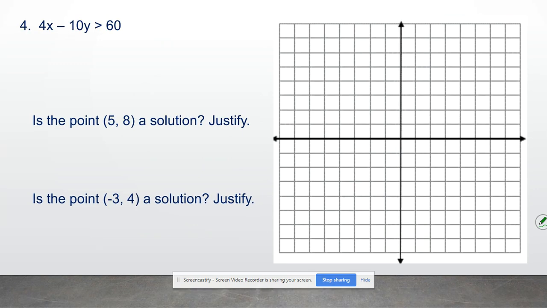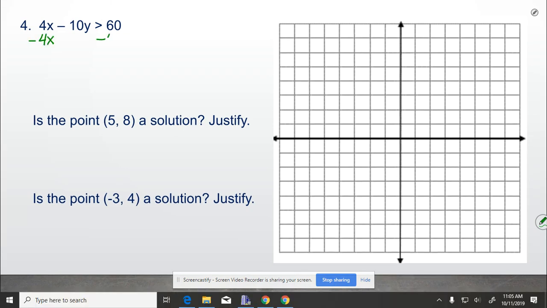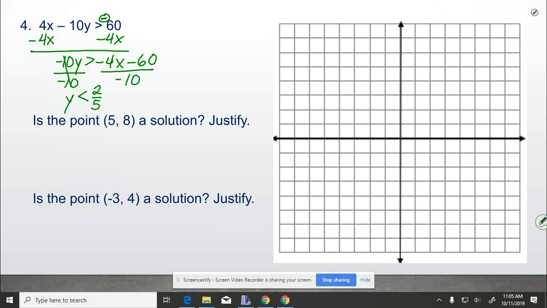Okay, so for number 4, again, we have to do some work to get it in slope-intercept form first. We're going to subtract 4x from both sides. So we get negative 10y is greater than negative 4x, and I believe it should be negative 60, so minus 60. Divide by negative 10. We get y is now less than, negative over a negative gives me positive 2/5 x plus 6.